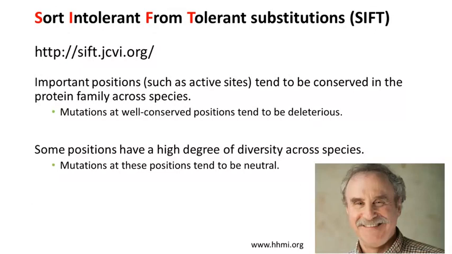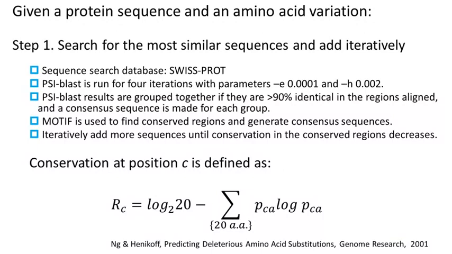On the other hand, some positions tend to have a high degree of diversity across species. Mutations at these positions tend to be neutral. Thus, SIFT prediction is position-specific. So, how would you implement this nice intuitive idea computationally? SIFT takes a multi-step procedure.